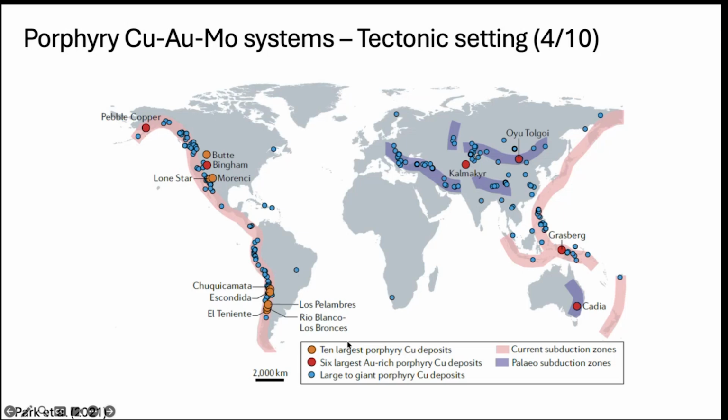And in the big dots, we have the 10 largest porphyry copper deposits. So there's a couple in the United States, lots of them down in Chile. And then we have the largest gold-rich porphyry deposits. So Cadia in Australia, Grasberg in Indonesia, Oyu Tolgoi, which is also extremely copper-rich, in Mongolia, and so forth. And Pebble up there, which is a nice large porphyry system, which may never get mined. Lots of controversy around that deposit.